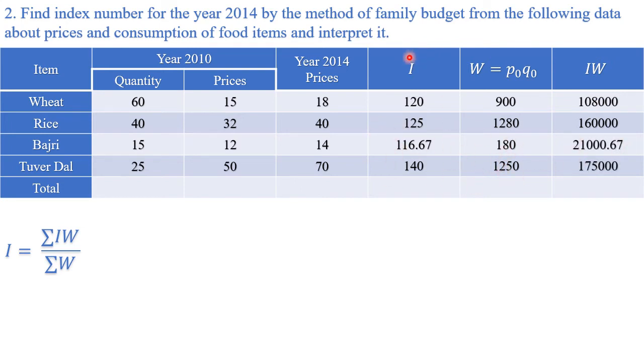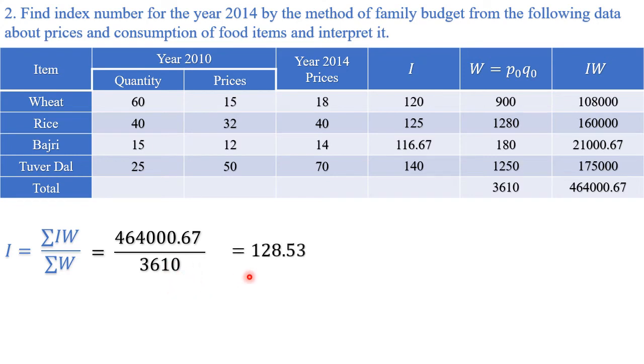And lastly we need to make a total of W and IW. So the total of W is 3610, and the total of IW is 4,64,000.67. Just take these two values and put them in the equation. So 4,64,000.67 divided by 3610, the answer is 128.53. So the family budget cost of living index number for the given year 2014 is 128.53.